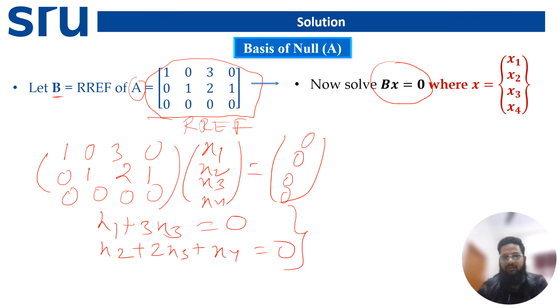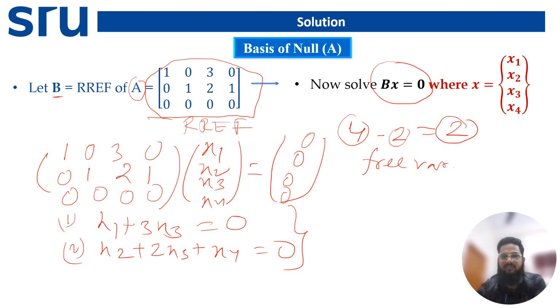So you are getting only two equations. Now you have to solve it. Remember that if you have four variables like x1, x2, x3, x4, you have to find the values of x1, x2, x3 and x4, but you have only two equations. So four variables minus two equations, these two will be the free variables. If the number of variables is 4 and the number of equations is 2, subtract, and that many variables you have to take free.